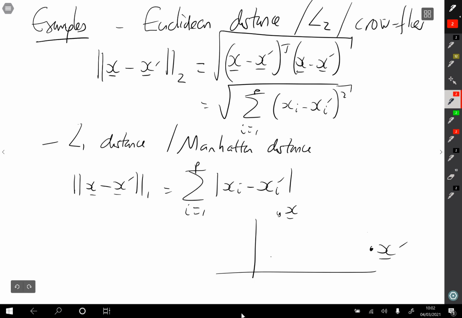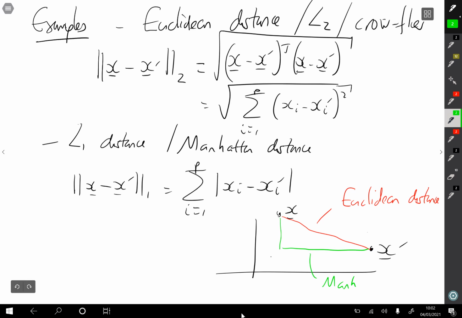Euclidean distance is just the shortest route between them. This is the Euclidean distance, whereas the Manhattan distance, or the L1 distance, measures this. This is the Manhattan distance. Why is it called Manhattan? It's because New York is arranged in blocks like this, and so it's the way a taxi would go, if you like, or a car would travel in New York. You have to go north, south, then you have to go east, west.